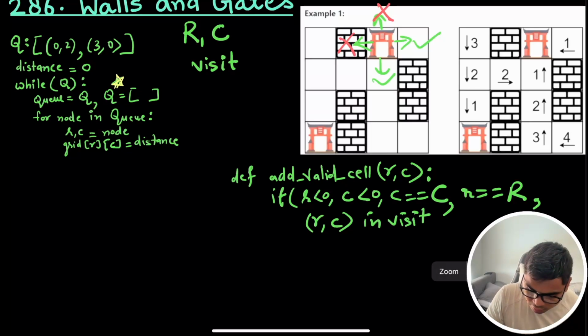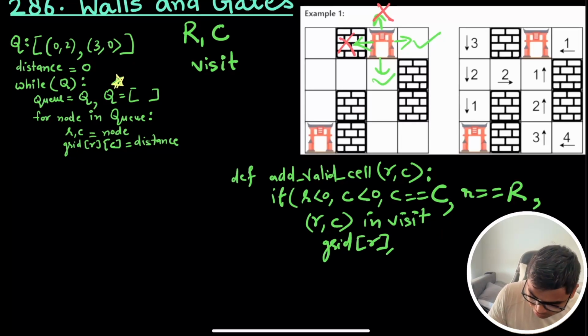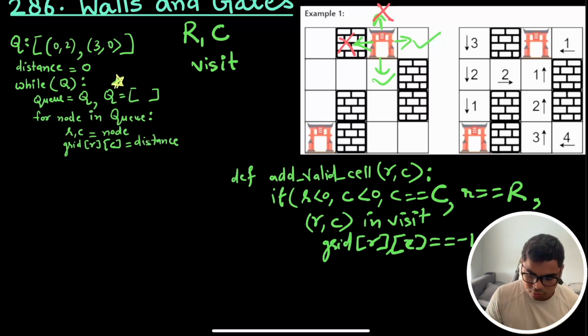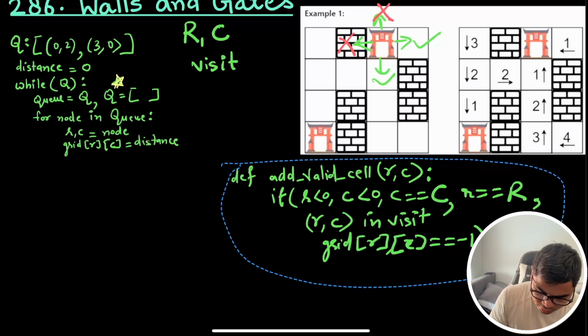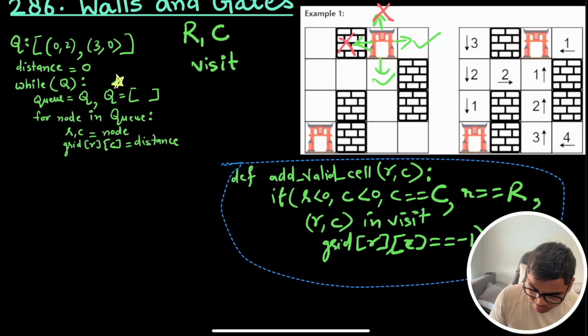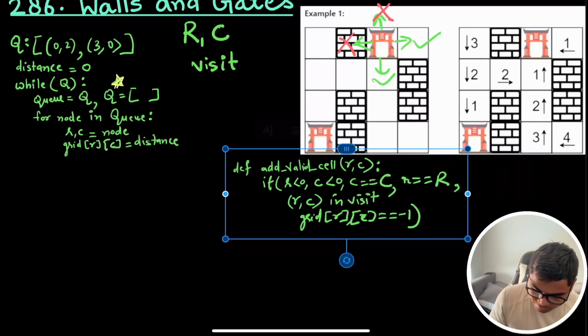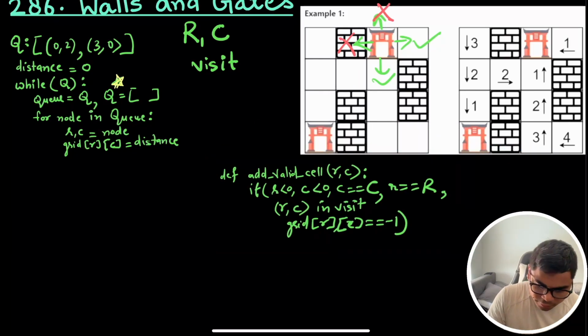And then there's one more thing. What is it? If that cell is an obstacle. So if grid at R and C is equal to -1. If any of these cases happens, then I will return from here. I will not be adding this to my queue.